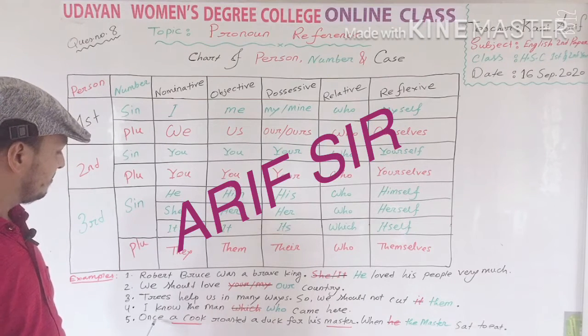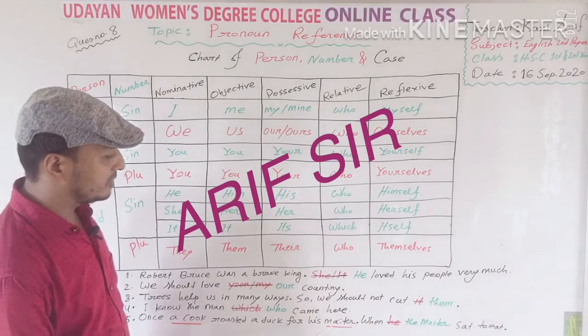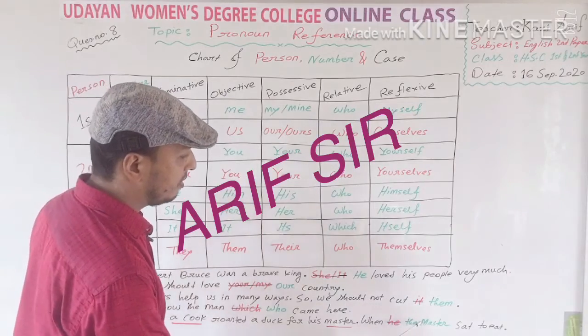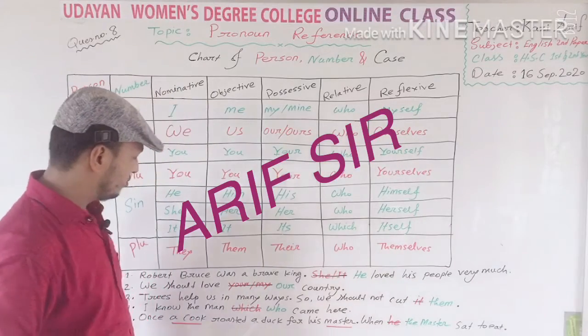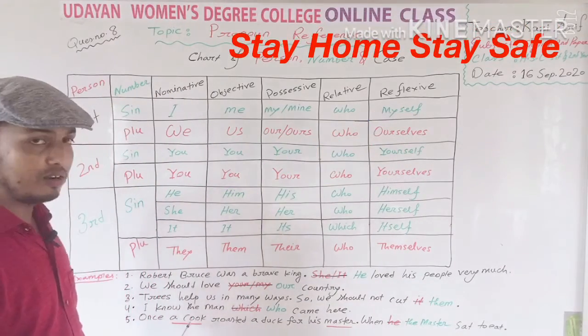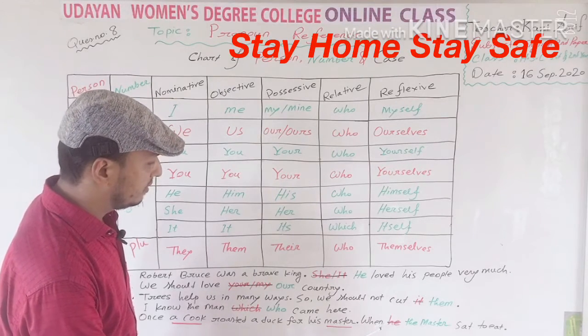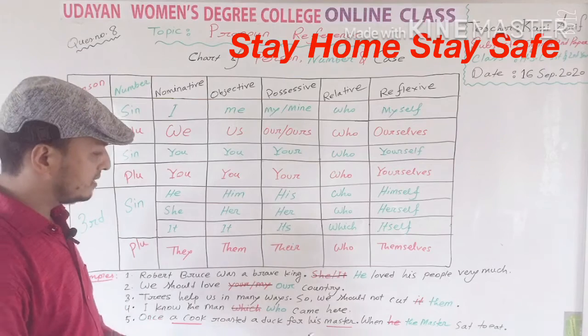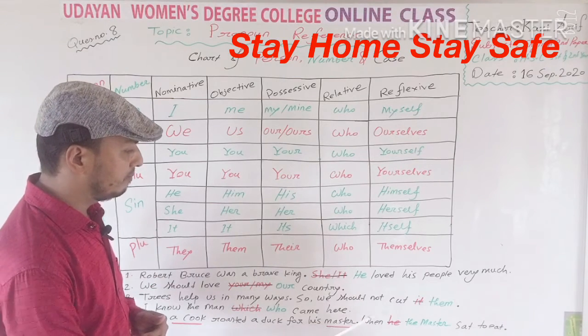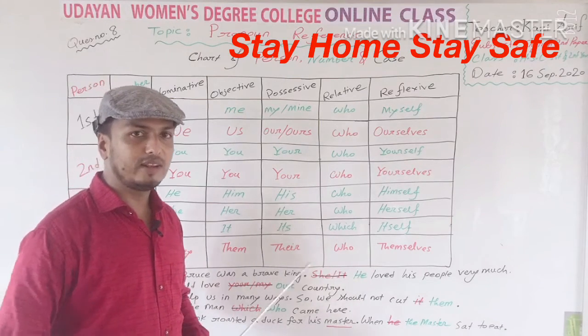Next, go for 5. Once a cook roasted a duck for his master. When he or master said to it. In the first sentence there are two nouns, cook and master. So according to the meaning of the sentence or noun, you have to use master, not he, to make the pronoun clear.